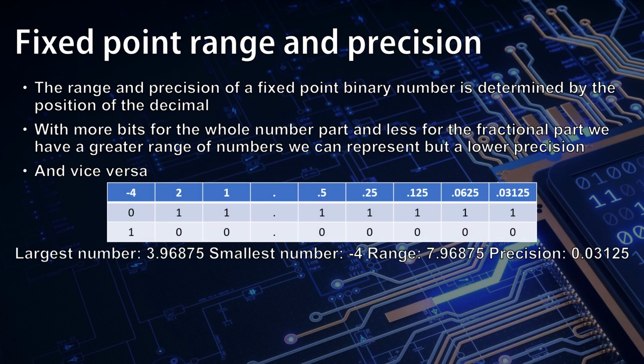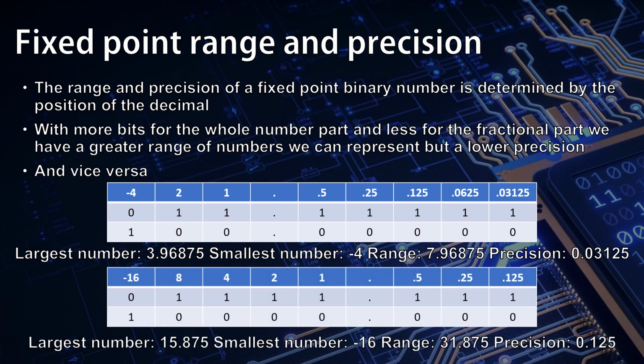With 3 bits for the whole number part and 5 bits for the fractional part, the largest number we can represent is 3.96875 and the smallest number is -4, a range of 7.96875. How precise can we be? To the nearest 0.03125.